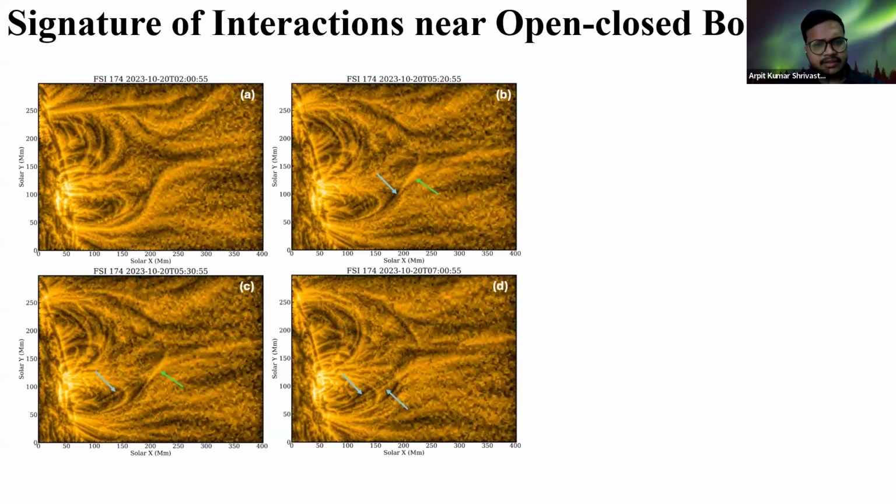But in the middle corona, using FSI observations, we saw that there are interactions happening near open-closed boundaries. The blue arrow shows the downflows, while the green arrow shows the interaction region. So there are interactions happening near the cusp. After that interaction, you see some downflows. But why are we calling those interactions? We can call them that only when we see it.